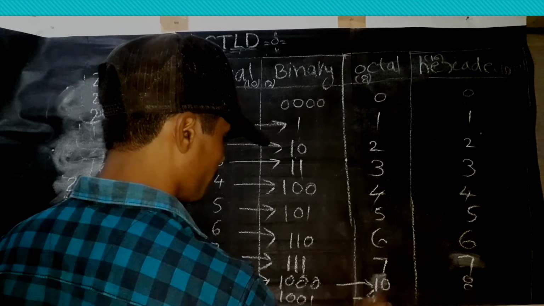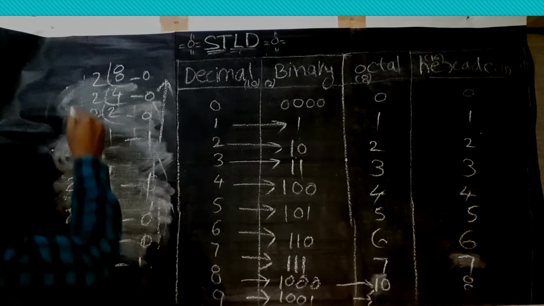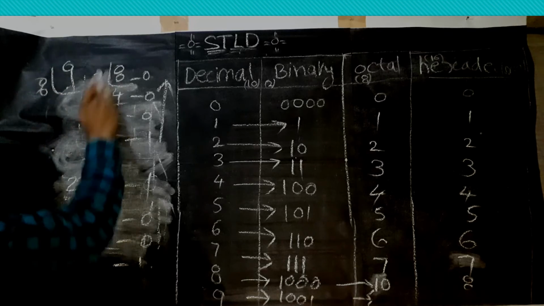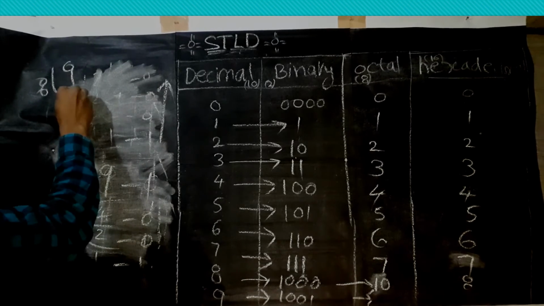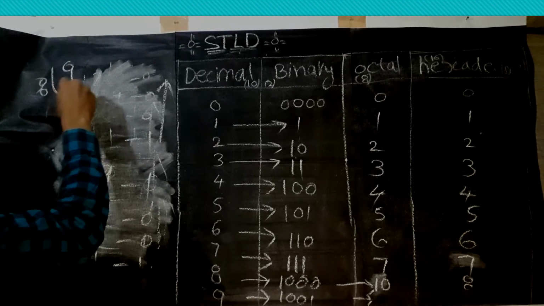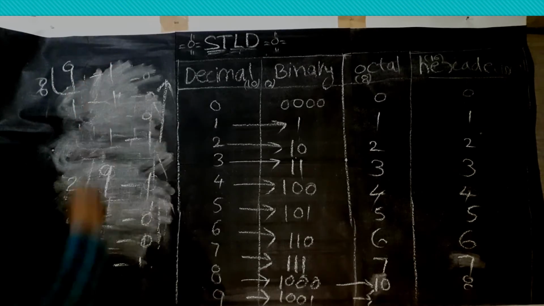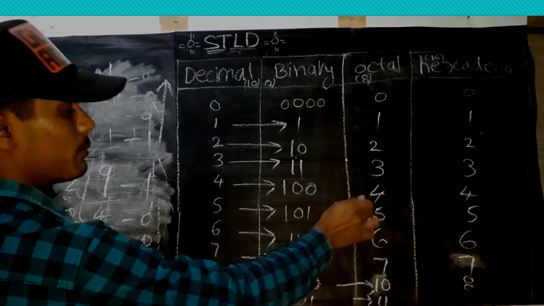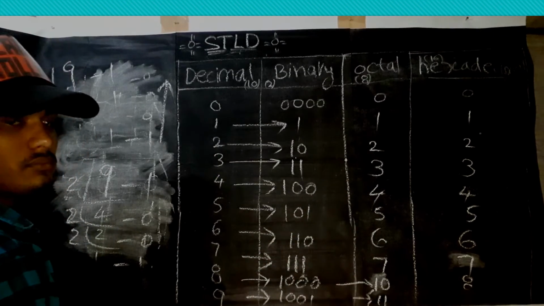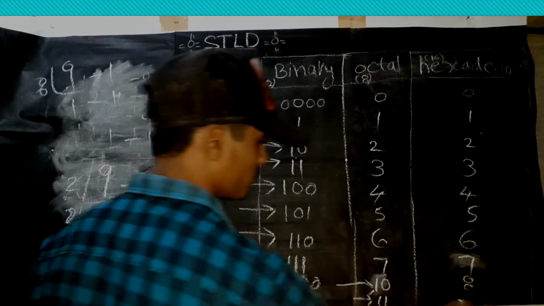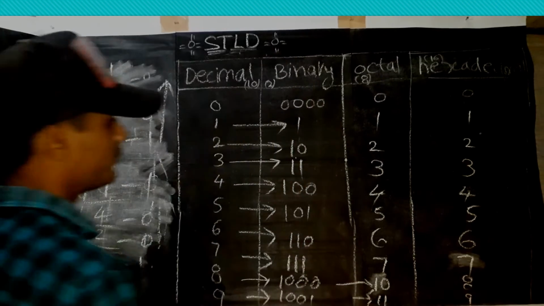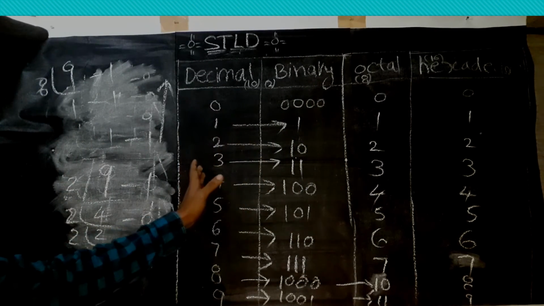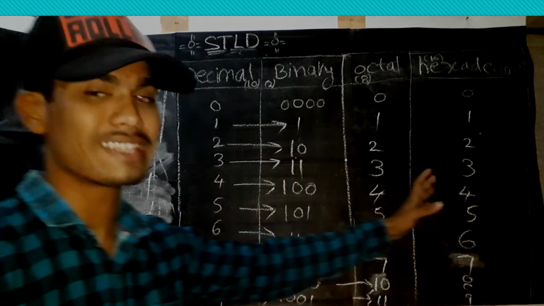Now the value in the octal number system. Here the octal number is 8. We can divide, 8 ones are 8. The value is 1 and the value is 1. 1 1 is the octal number of 9. Okay, this value is also 9. This is a conversion of decimal to binary, decimal to octal, and decimal to hexadecimal.